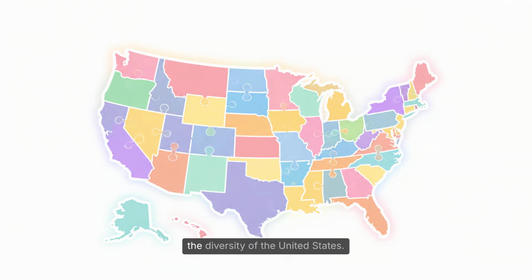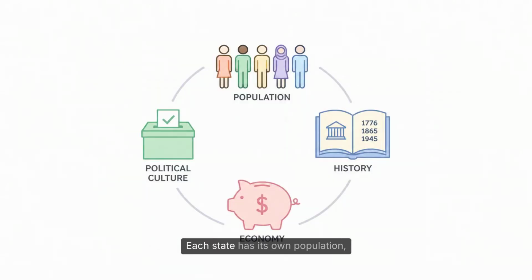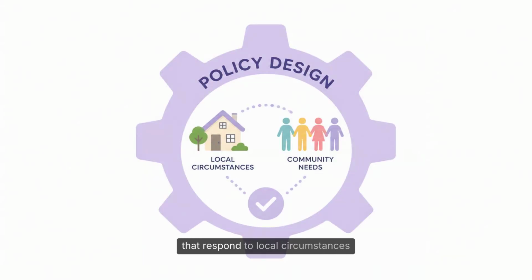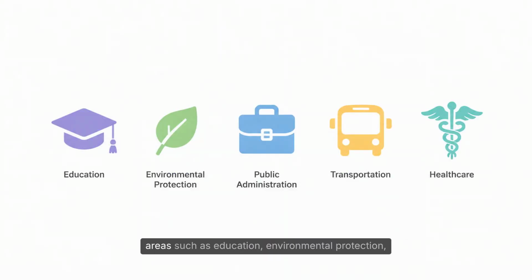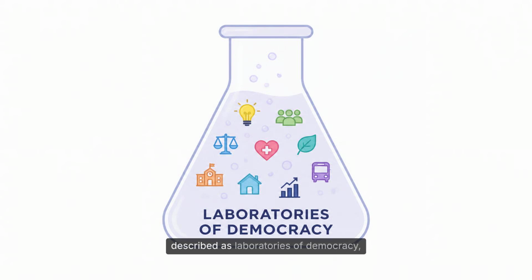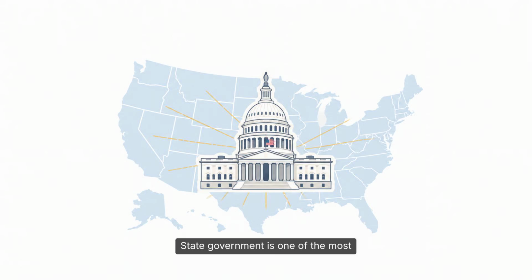State governments also reflect the diversity of the United States. Each state has its own population, history, economy, political culture, and public priorities. This allows states to design policies that respond to local circumstances and community needs. States can also develop new approaches in areas such as education, environmental protection, public administration, transportation, healthcare, and economic development. For this reason, states are sometimes described as laboratories of democracy, where different public policies can be developed, implemented, and evaluated. State government is one of the most immediate and consequential dimensions of American democracy.